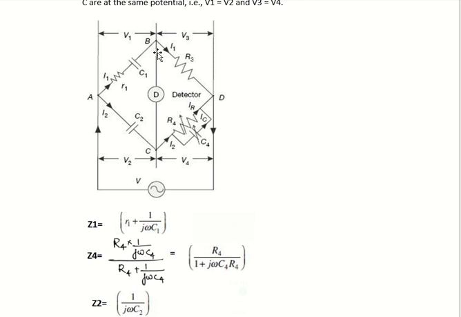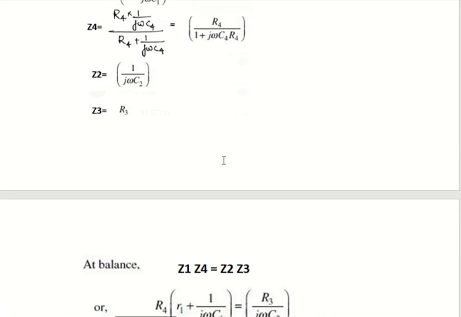We know that when the bridge is balanced, the detector shows zero deflection. When will this detector show zero deflection? When the potentials at B and C are equal. Potential at B and potential at C equal means there is no potential difference, so no current flow. So whatever current flows through the AB branch will flow through BD, that is I1. The same current I1 flows through AB and BD. Similarly, the same current I2 flows through AC and CD. And potential at B and C equal means V1 equals V2 and V3 equals V4. So using that condition, we can balance the bridge.